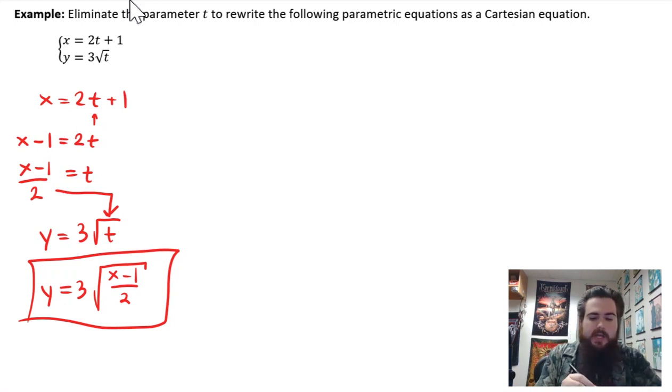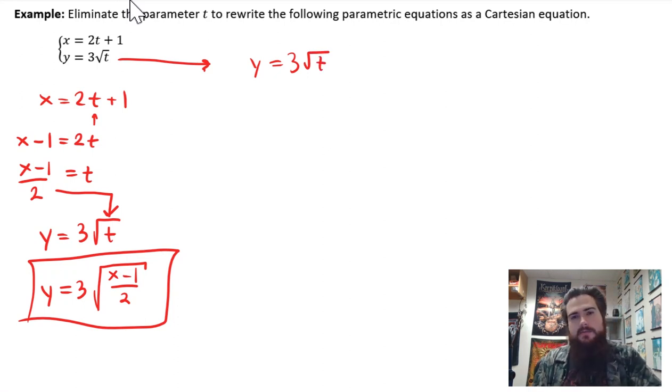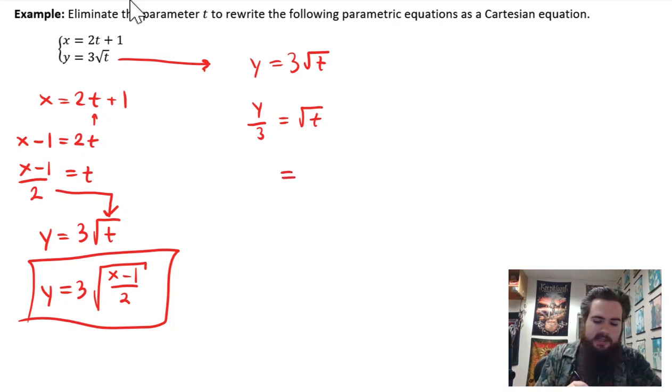I could have also done this by isolating t in the other equation instead. I could take y equals 3 square root of t and work to get t by itself here. If I divide both sides by 3, I will get y over 3 is equal to the square root of t. And then I can square both sides to get t is equal to y squared over 9, or y over 3 quantity to the second power.